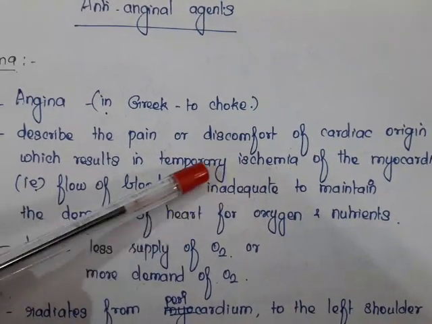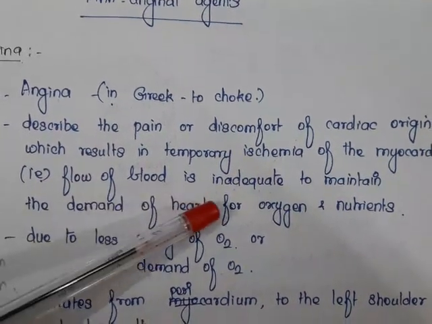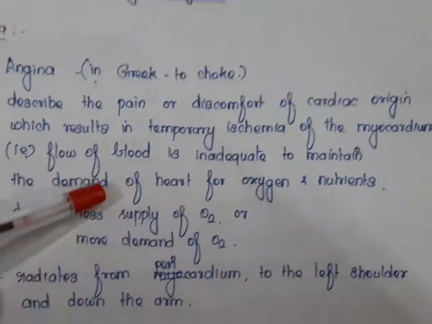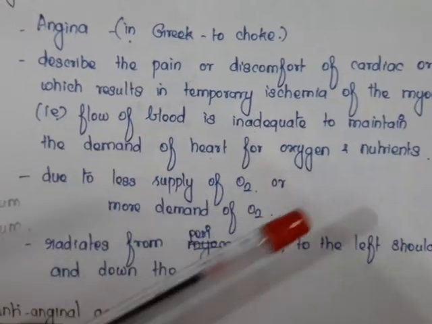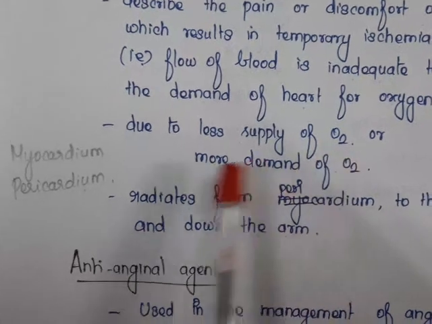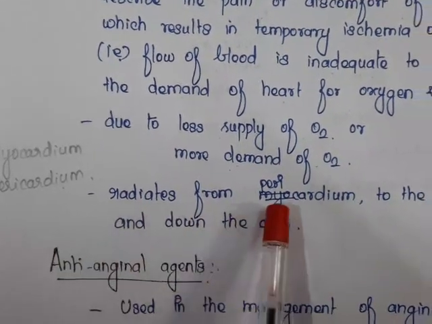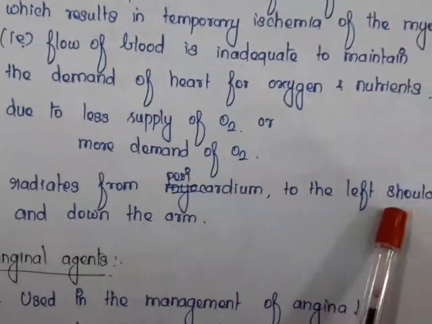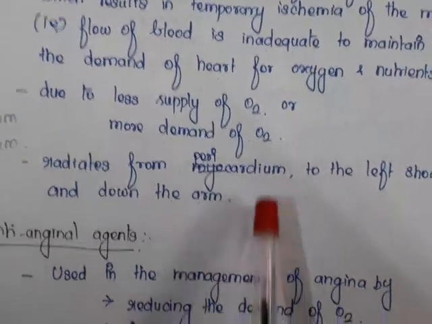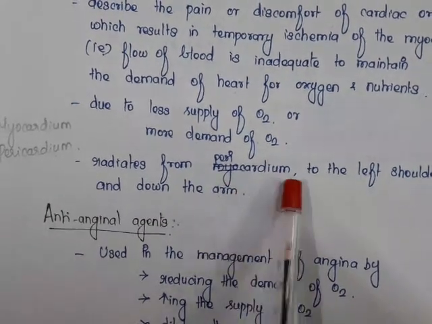What is ischemia? Insufficient supply of oxygen. That is, here the flow of the blood is not sufficient to maintain the heart's demand for oxygen and nutrients. Otherwise we can say this is due to less supply of oxygen or more demand of oxygen. Here the pain radiates from pericardium to the left shoulder and down the arm. This is pericardium, not myocardium.